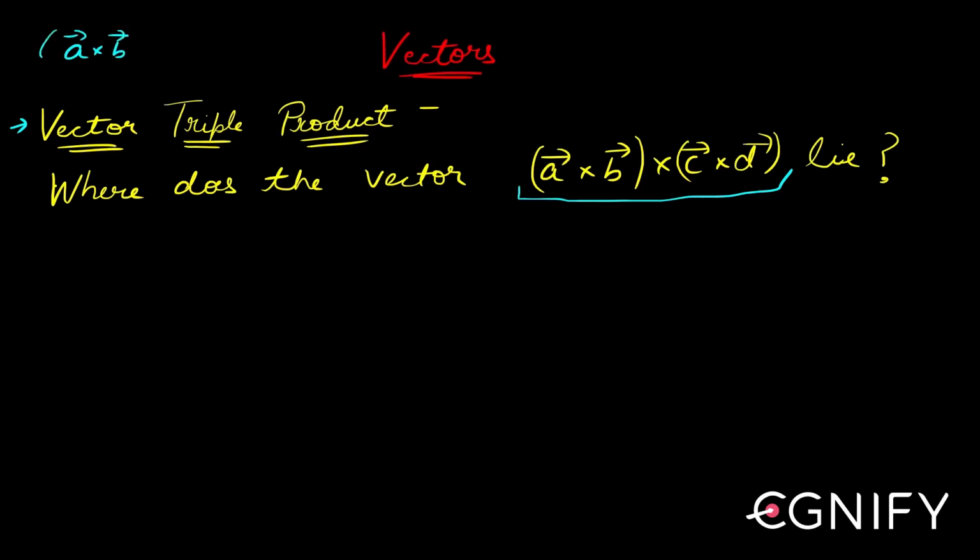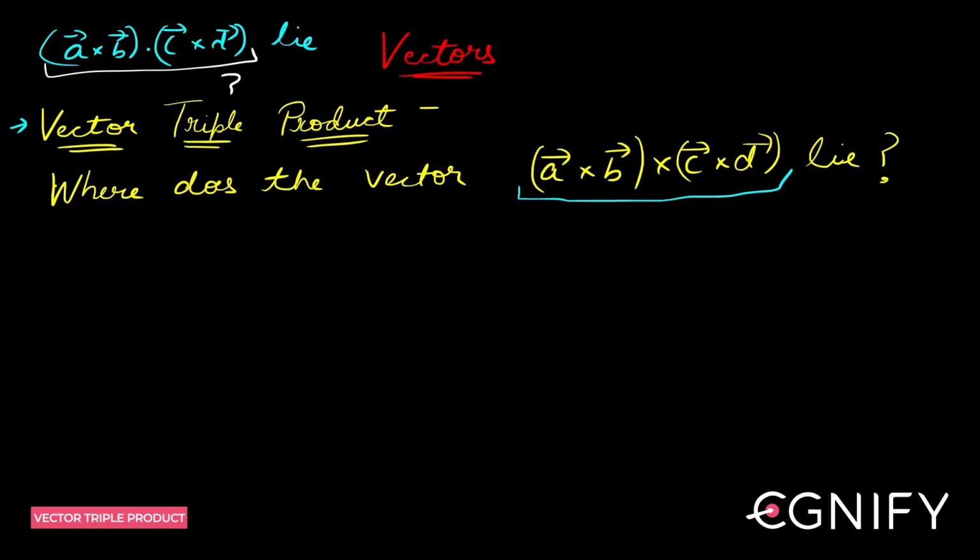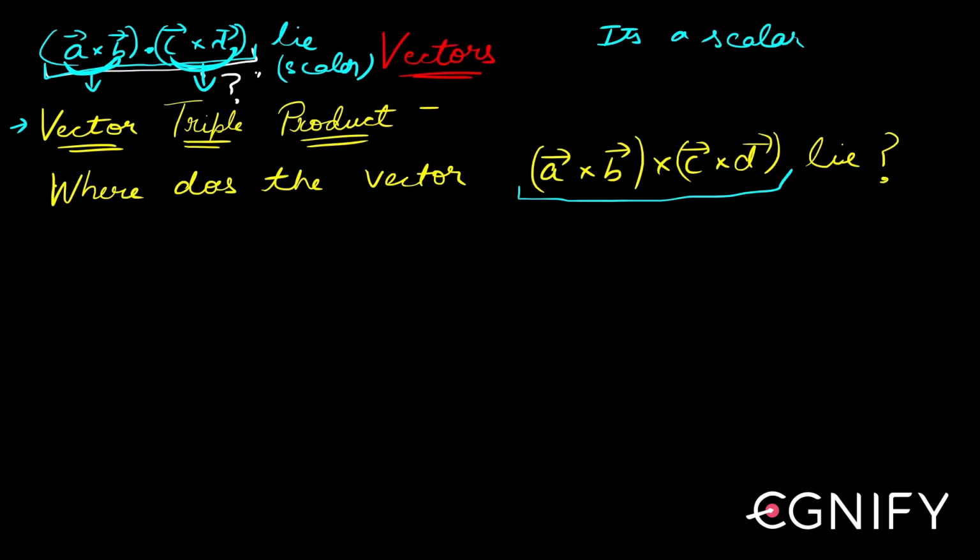What if I ask you, where does your A cross B dot C cross D lie? What will you say? So the question is, where does this lie? The answer is, it's a scalar. So if it's a scalar and not a vector at all, then talking about where it lies is actually absurd, because this thing is not a vector at all. A cross B is a vector, C cross D is a vector. When I take their dot product, I finally get a scalar. So a scalar lies on a number line. It doesn't have a direction, right? So there's no point talking about it.